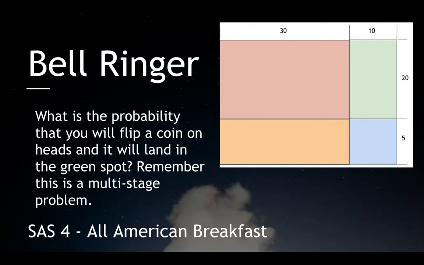Good morning. For today's Bellringer question: what is the probability that you flip a coin on heads and it will land in the green spot? Remember, this is a multi-stage problem. Okay, so first of all, let's think of it as a tree diagram. The first thing we have to do is flip the coin. There are two possibilities, heads or tails, and it's saying you're going to flip the coin on heads.